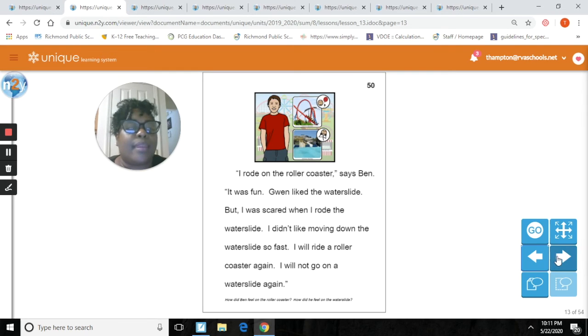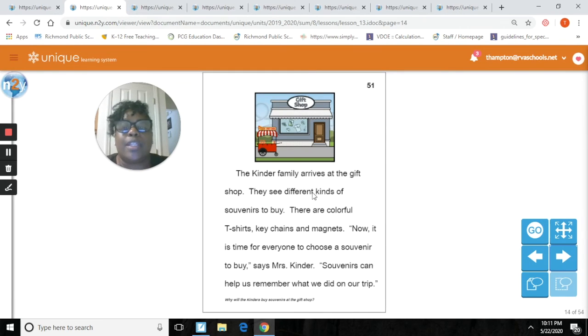Okay? All right. So now the Kinder family arrives at the gift shop. They see different kinds of souvenirs to buy. There are colorful t-shirts, keychains, and magnets. Now it's time for everyone to choose a souvenir to buy, says Mrs. Kinder. Souvenirs can help us remember what we did on our trip. So now they're at the gift shop.